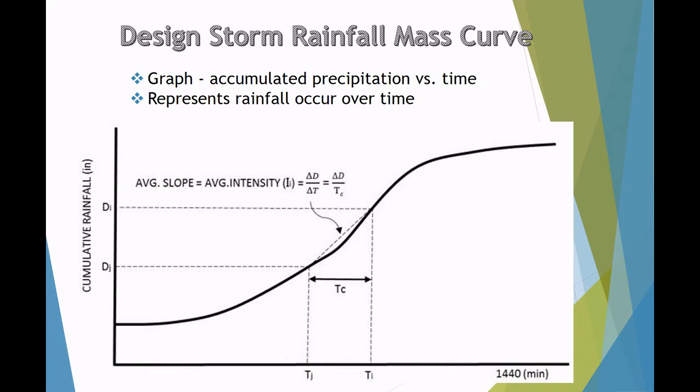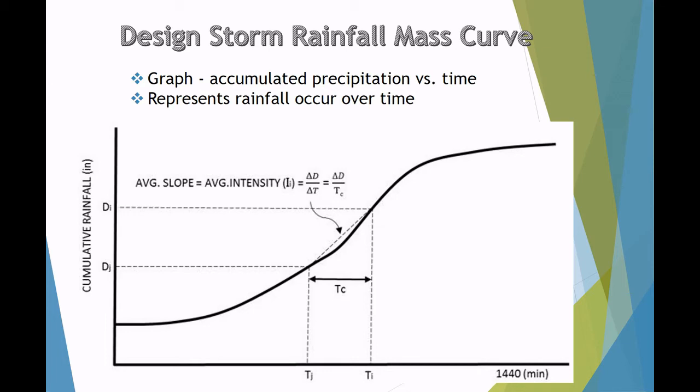After the time of concentration TC is calculated, we can come back to the Marrat equation to look at the rainfall intensity I. In order to determine the rainfall intensity, we have to use a design storm rainfall mass curve. A rainfall mass curve is a graph of accumulated rainfall versus time. It represents rainfall occurring over time. So the rainfall intensity I is the slope of this curve over a period of time, TC, which we calculated earlier.